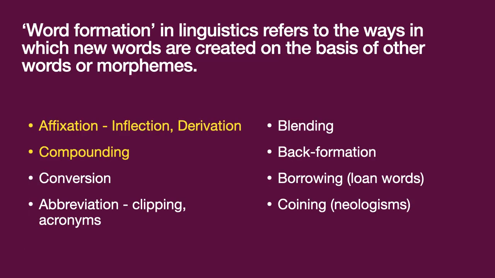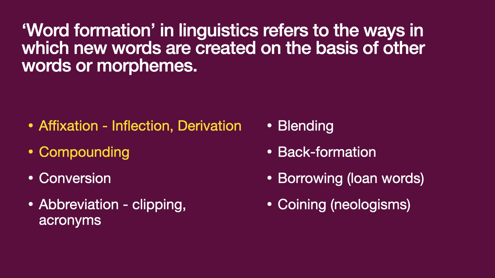In linguistics, the term word formation refers to the ways in which new words are created on the basis of other words or morphemes. So there are some existing words and either they combine with other words or morphemes and create new words, or there are some other methods through which new words are formed. So whatever these methods are to create new words, all those are together called methods of word formation.